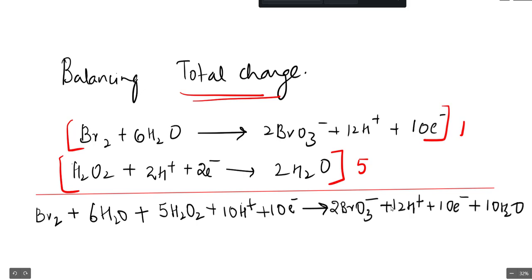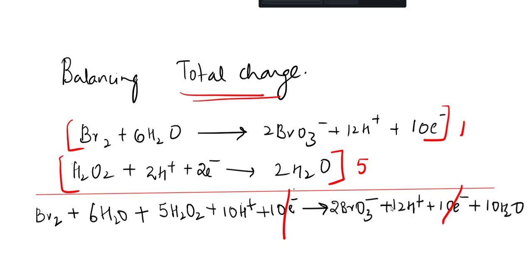This is the thing, isn't it? So we have got the particular reaction, the complete reaction. Now let us cancel the electrons and see here. Now let me take one red pen from here. This 10 electrons and this 10 electrons get cancelled. That's fine. So both the sides will get cancelled.